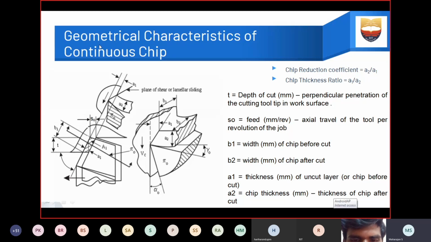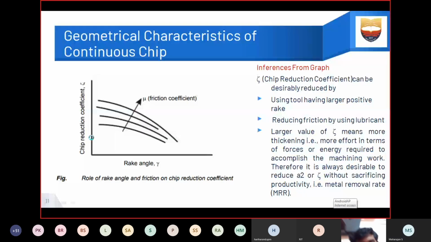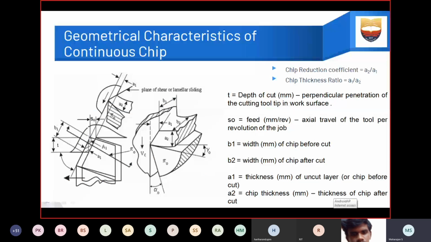Okay. So this is the geometrical characteristics of the continuous chip. In continuous chip formation, this is the tool, and I think you will follow my cursor. This is the chip which is coming out and flowing in this direction. The tool has two successive points; the tool moves from this point to this point. This is called the feed rate, S naught. For one revolution of the workpiece, how much distance the tool will move towards the chuck, that is the feed rate.